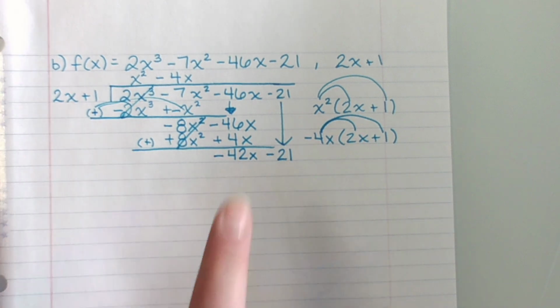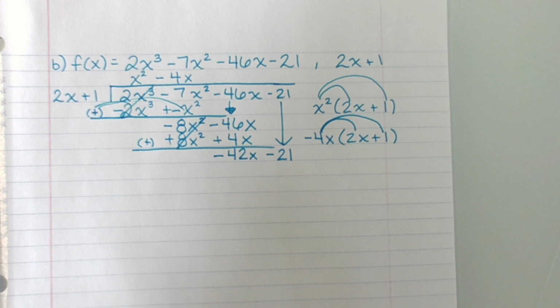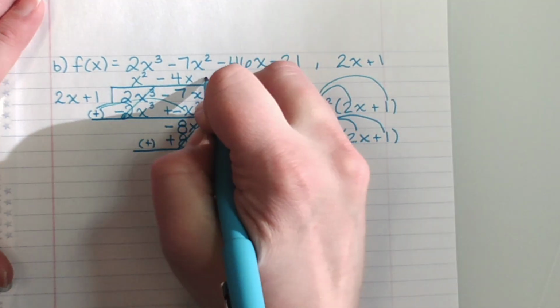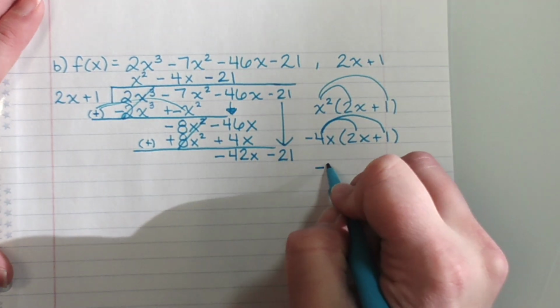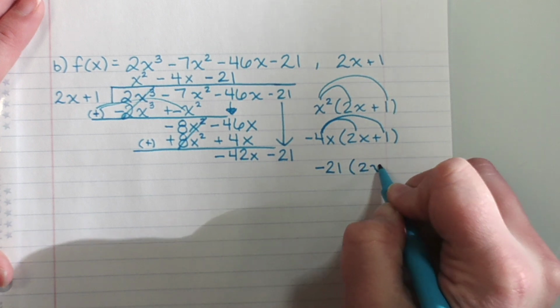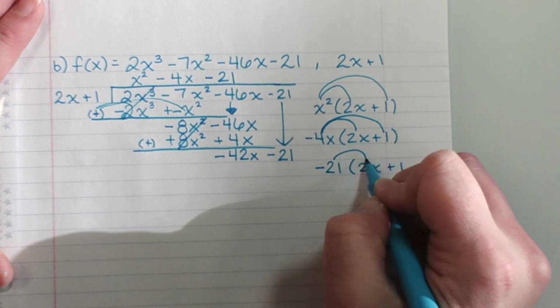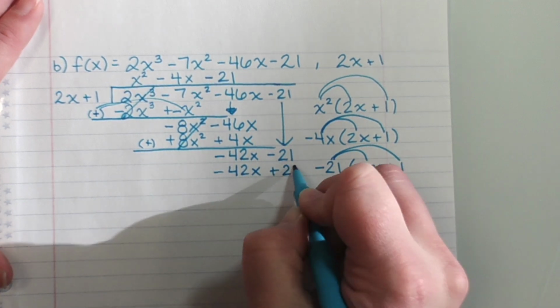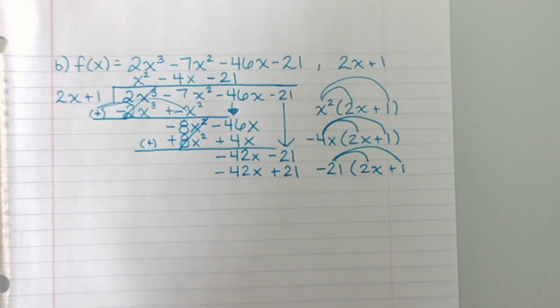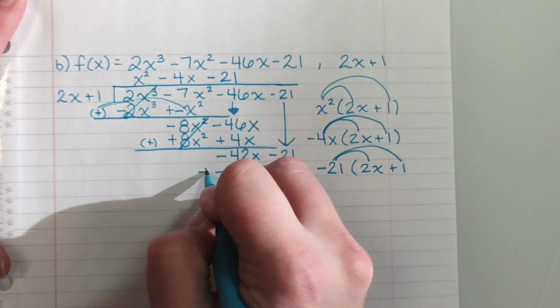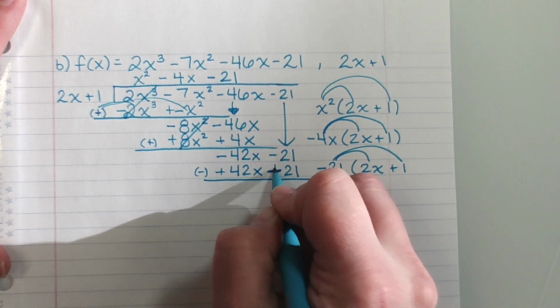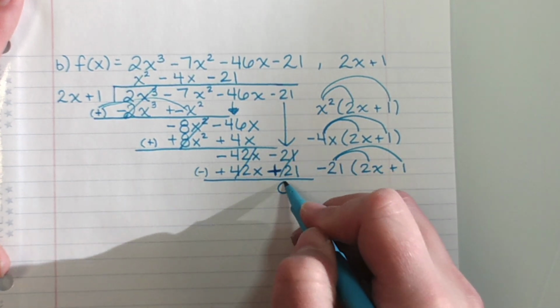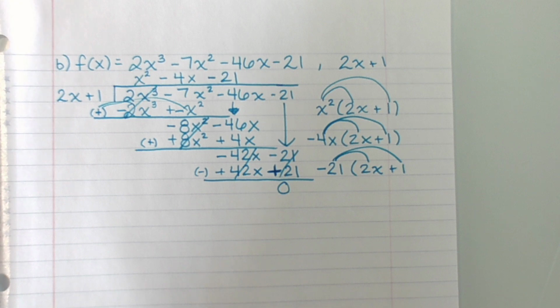What do you multiply by 2x to get negative 42x? Negative 21. Negative 21 multiplying by 2x plus 1. I get negative 42x, and I don't know why I wrote positive, negative 21. But then when I distribute the negative, it becomes positive. And they cancel out. My remainder is 0. Did I do it right? Yep.